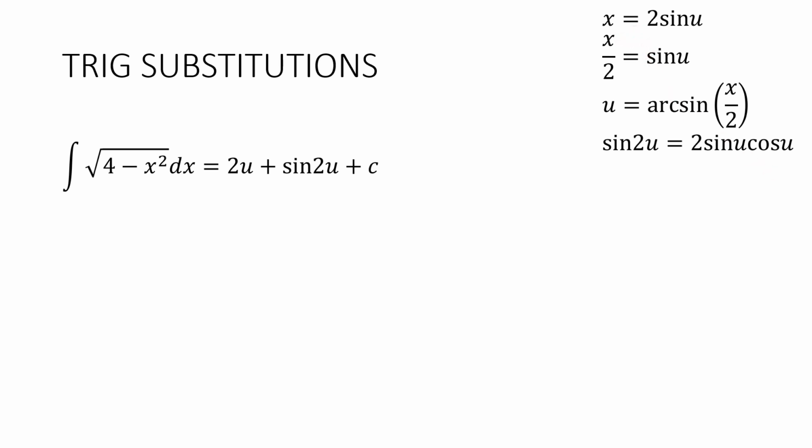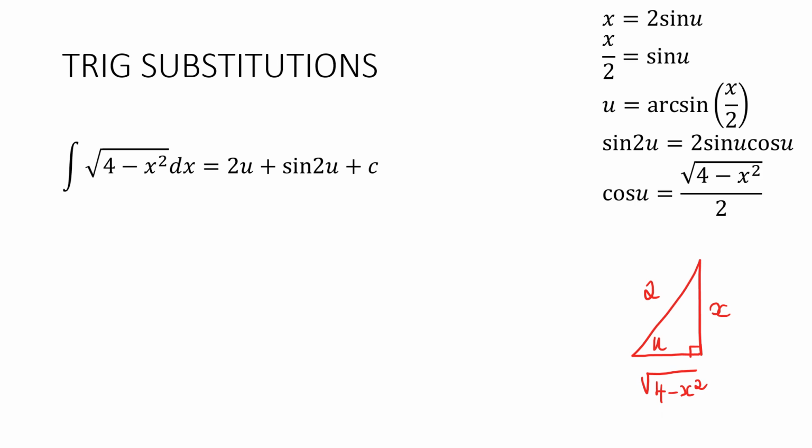For cos u, we're going to draw up a right angled triangle. Here's our angle u. So sine u will be opposite over hypotenuse. And using Pythagoras' theorem, we end up with the adjacent side being equal to the square root of 4 minus x squared. So cos u is adjacent over hypotenuse. So let's see if we can put this all together. 2u is going to be 2 arcsine x over 2, and then sine 2u is x times the square root of 4 minus x squared all over 2 plus c.